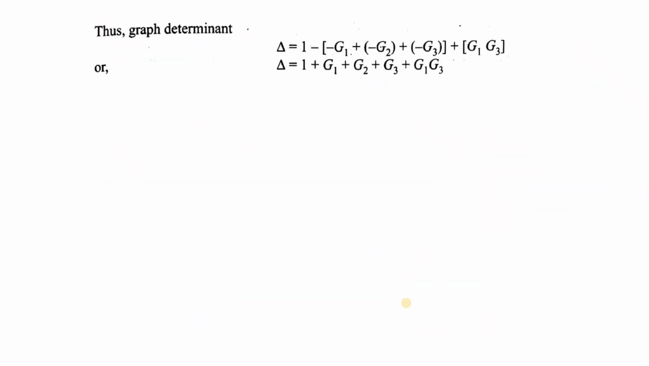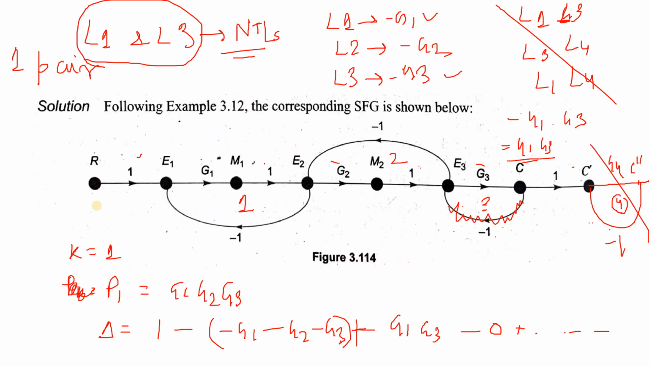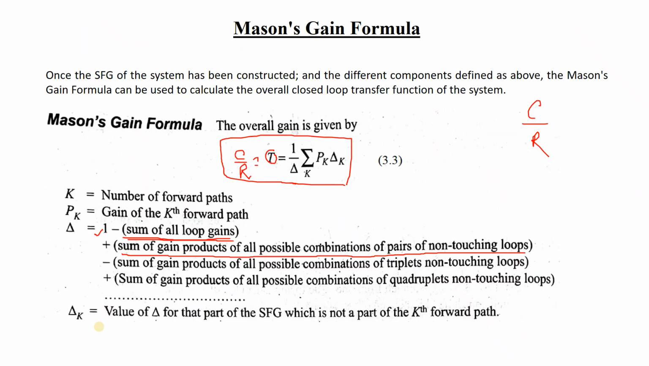Okay, so our delta will be this one. If you calculate, it will be 1 plus G1 plus G2 plus G3 plus G1 G3. This is delta. If we solve it, the same thing: 1 plus G1 plus G2 plus G3 plus G1 G3.